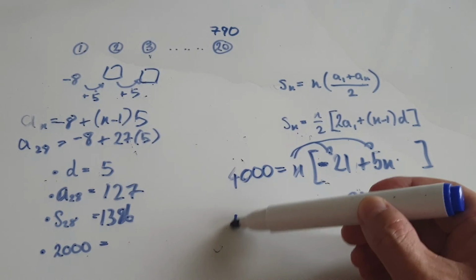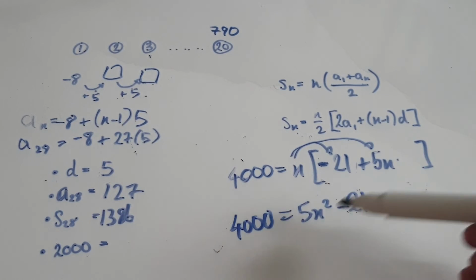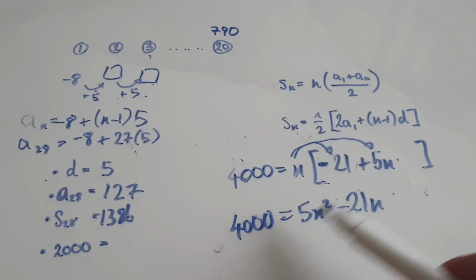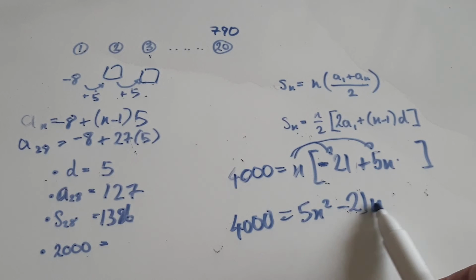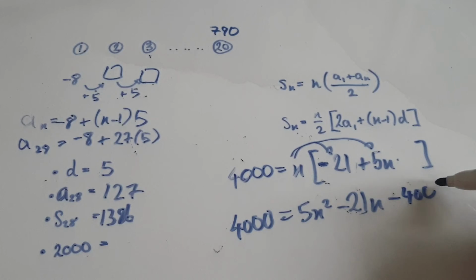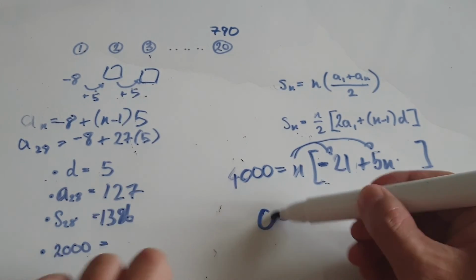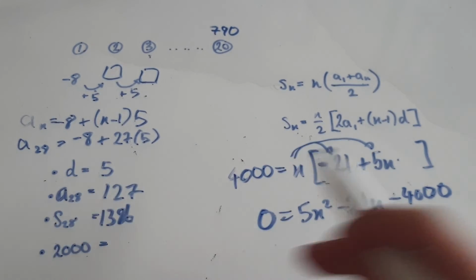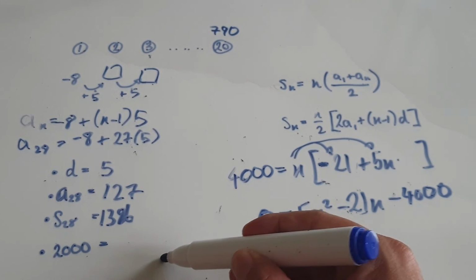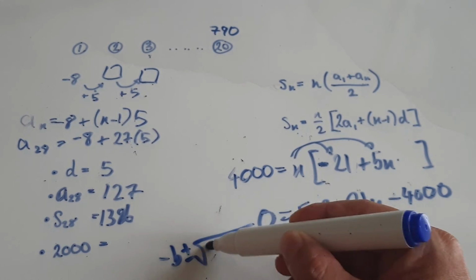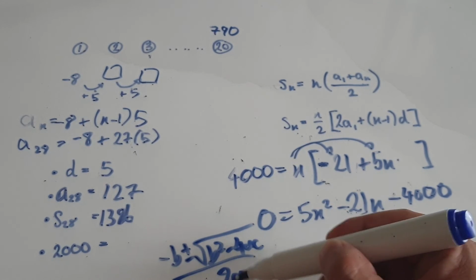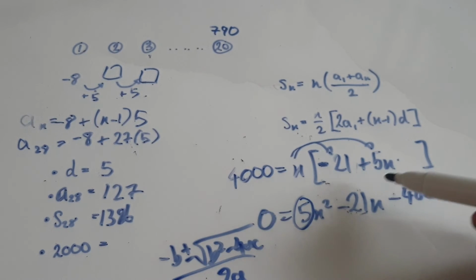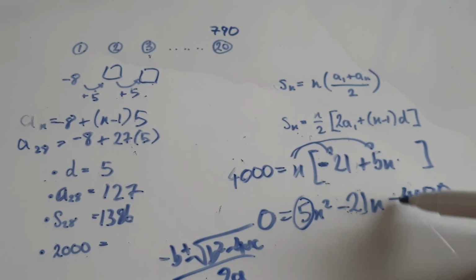So now it's just a matter of solving this. Turn it into a quadratic where it equals 0, and then we can use the quadratic formula. So take away 4000 from both sides. That will then give us this thing here. Now use the quadratic formula. Remember, the quadratic formula is, I'm expecting you to know this, plus minus root b squared minus 4ac over 2a. So this is your a here. This is your b here, -21, and this is your c here.